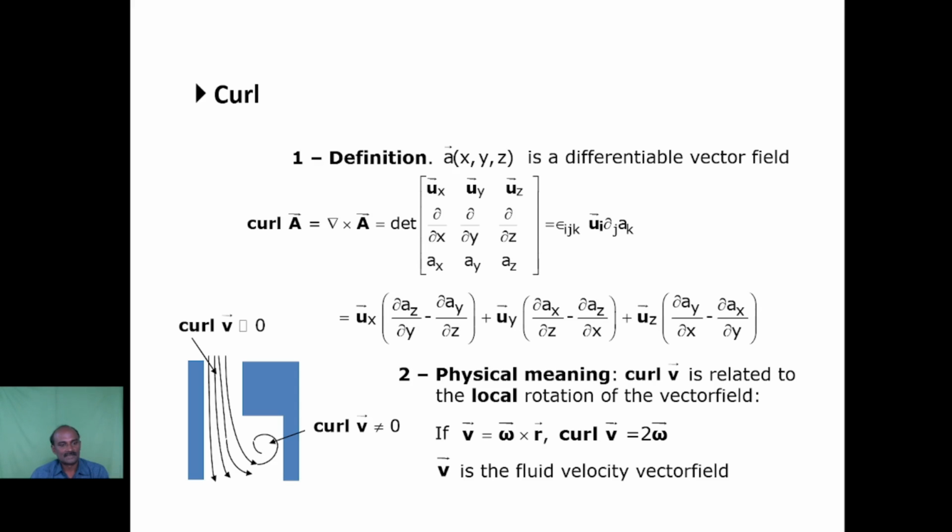Curl. So curl can be defined as the cross product of the del operator and the corresponding vector. For every vector A, the curl of the vector A is nothing but the cross product of del and the corresponding vector A. As usual, the vector product can be represented in the matrix form. Del cross A can be represented in the matrix form.